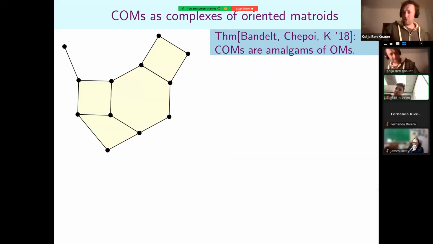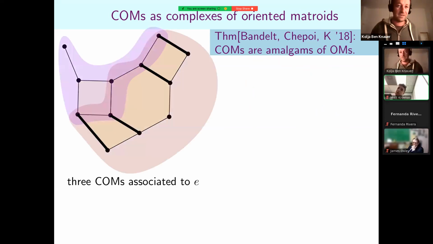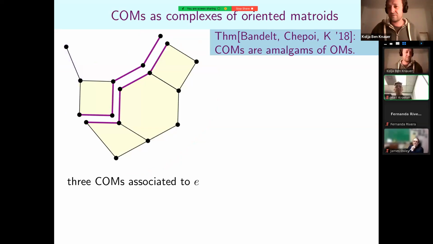COMs as complexes have more properties. You can kind of decompose them. There's an amalgamation procedure, which I want to just quickly illustrate. So if I pick one hyperplane or one class of edges, in this case, all these edges labeled E, then I can, along this set of edges, decompose the COM into two smaller COMs that were glued together on a common COM.